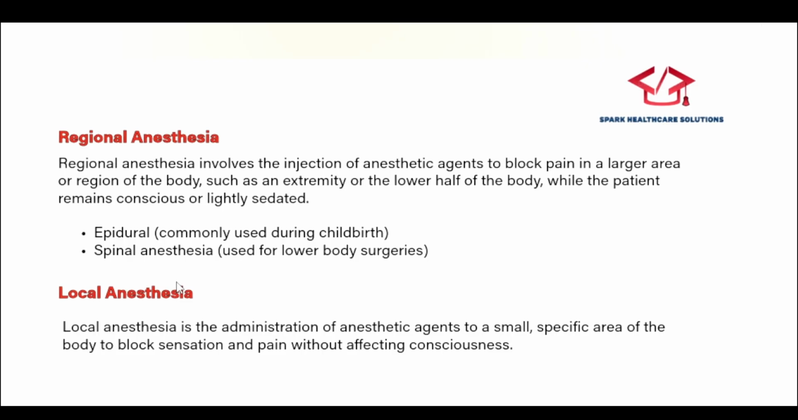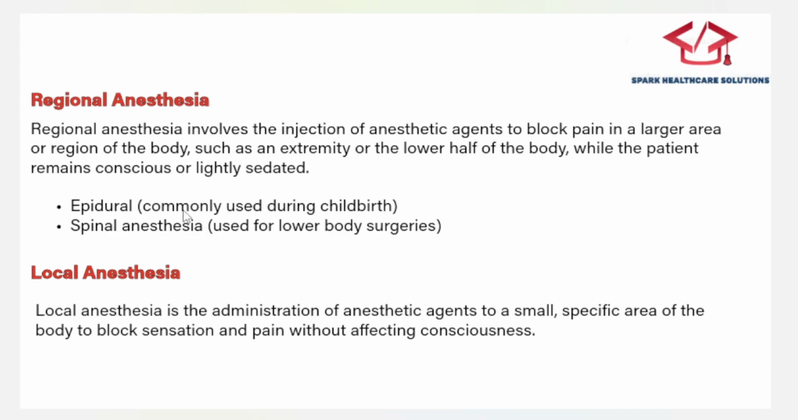Next one is regional anesthesia. So here only a specific region of body is anesthetized. So the patient may be awake or lightly sedated. There are two types, epidural and spinal anesthesia. So spinal anesthesia is injected into subarachnoid space. So this is a rapid onset. Epidural anesthesia is given in the epidural space and it is a slower onset. Can be continuous one. Commonly this is used for labor and delivery, then for post-operative pain management.